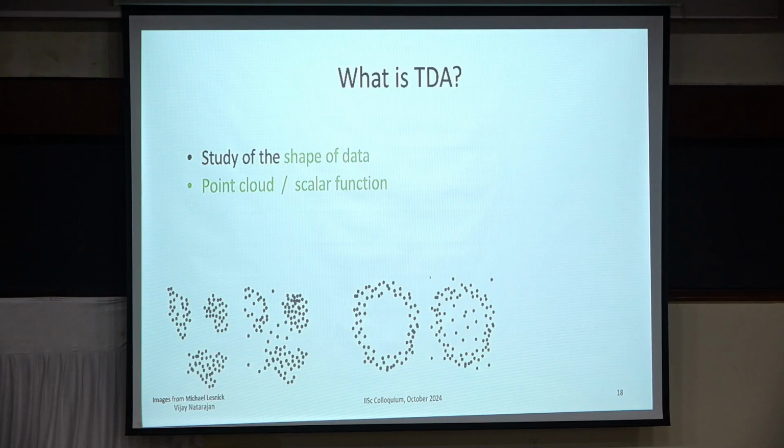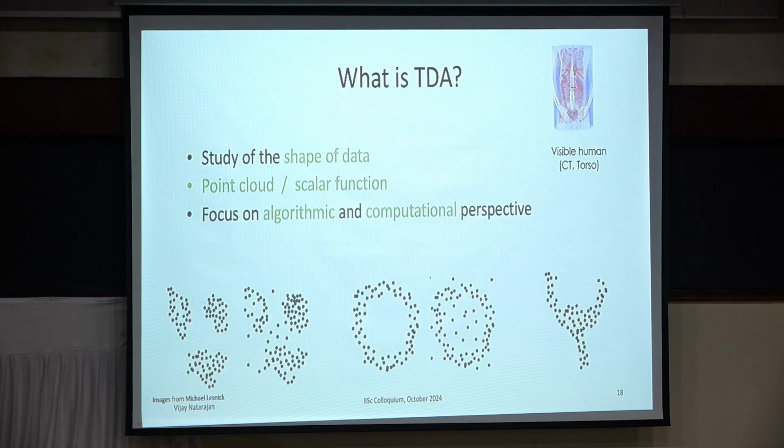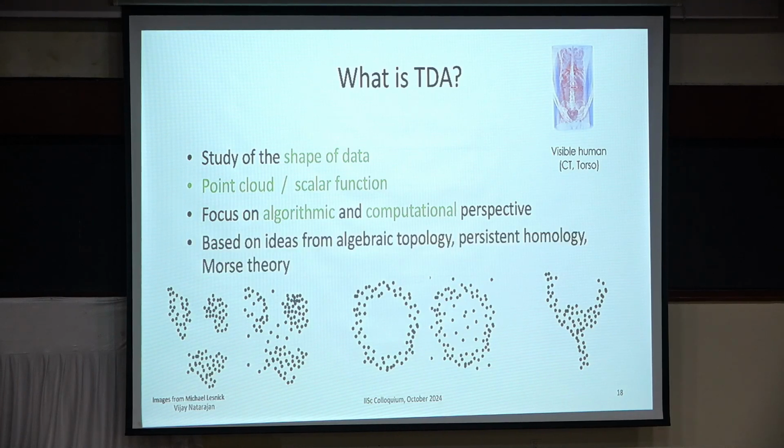It could mean the number of loops or empty space, so the cycles in the data. Can you recognize that even when there is noise? The number of branching structures in your data. Can you identify that when there is noise? So this is what I mean by shape of data. And again, we already talked about shape of data in the context of these scalar functions. So the focus is more on an algorithmic and computational perspective, and it's based on ideas from algebraic topology, homology, and Morse theory.